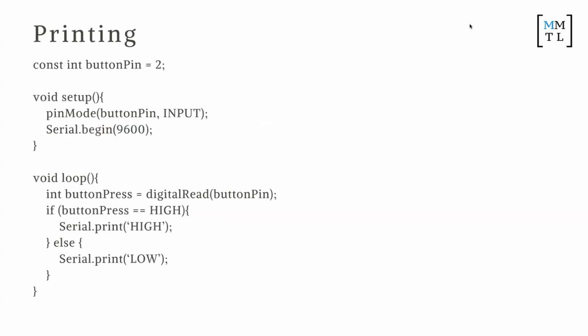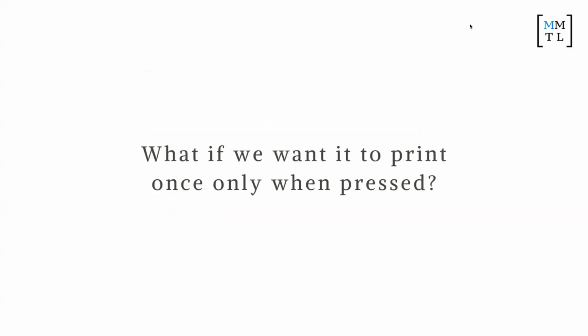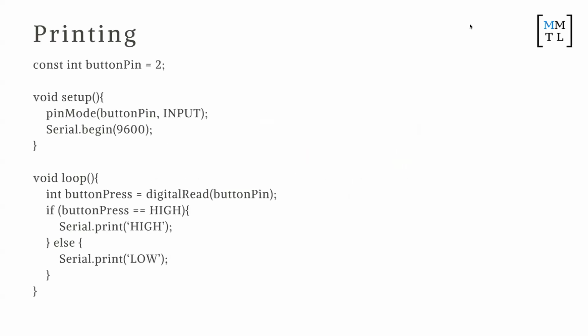See if you can modify your code so that it only prints once when pressed. How would you modify your code so that it only prints once when you press, and doesn't print when you release? Right now it's just printing constantly. This is a great start. I wrote it for you, so this is the original code if you want to refer to it.